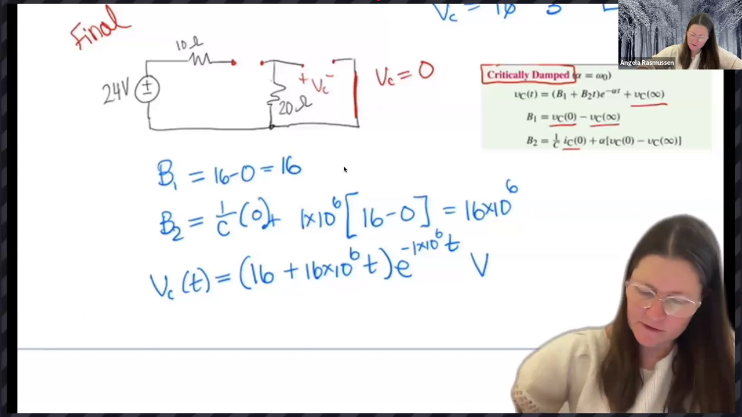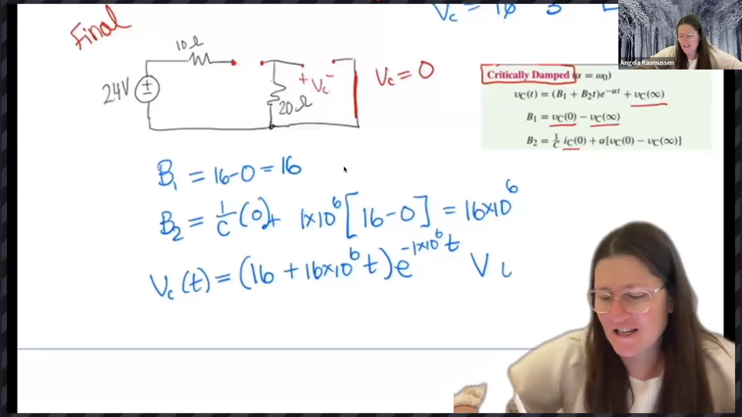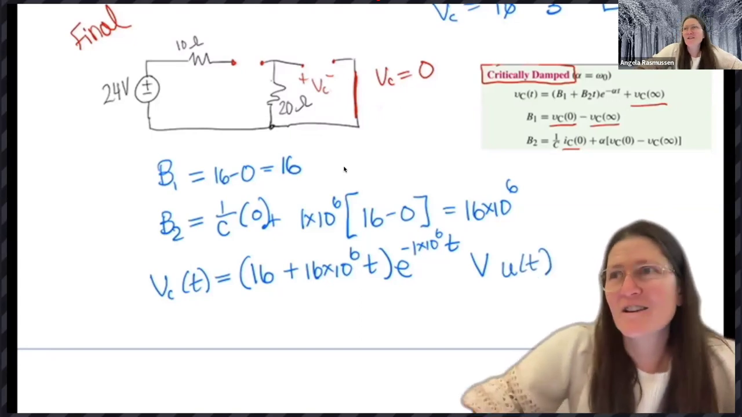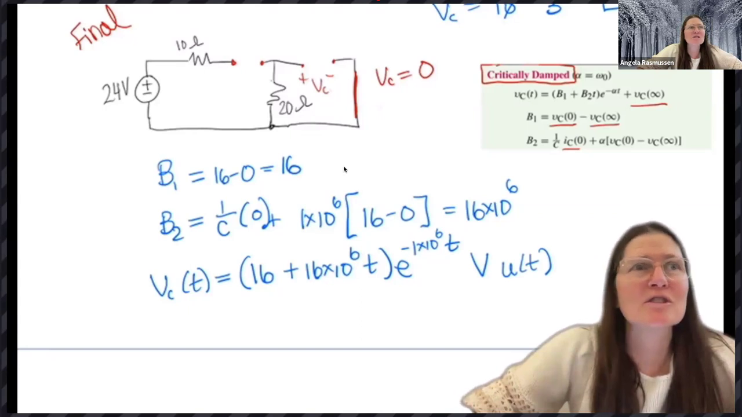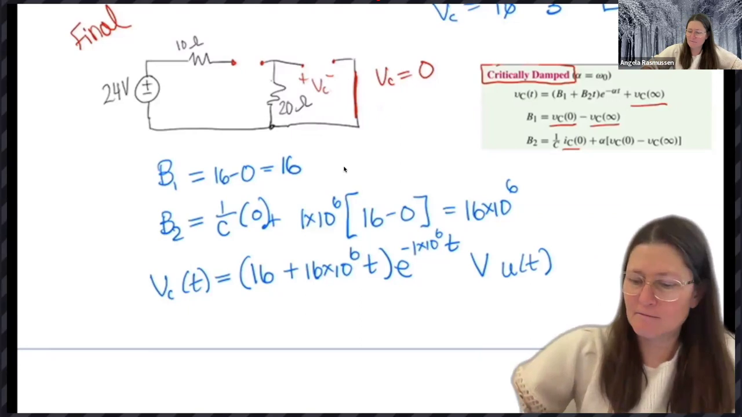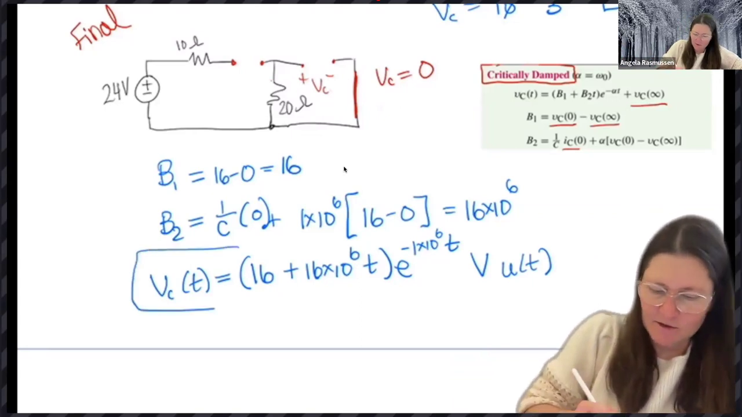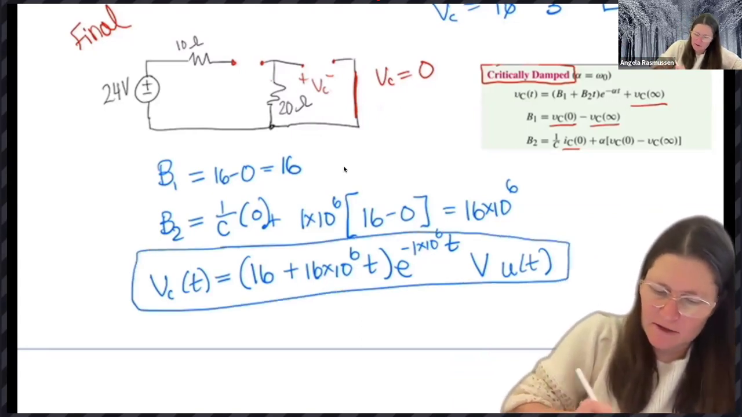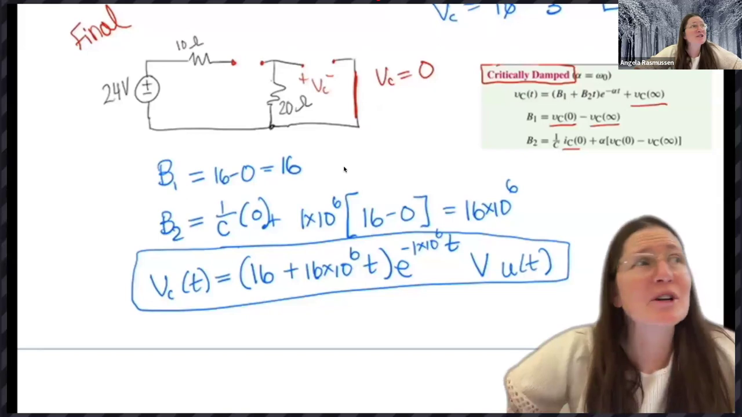So this will be volts. And what do I put on the end of this? U of t. So this is only valid once I'm after t equals zero, or you could write it as just for t greater than or equal to zero. So this would be my end answer. All right, questions?